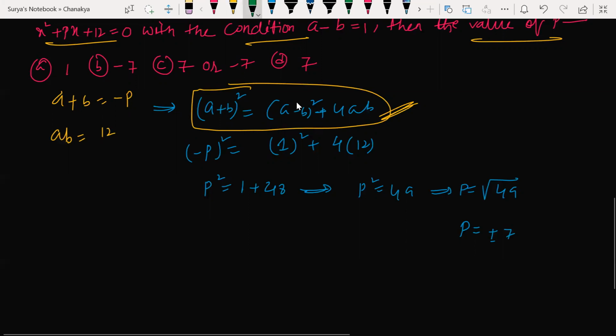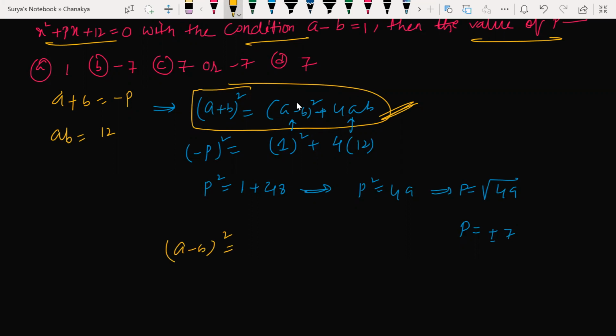Why did we use this property? Very easy. Because I have the A minus B value as well as the AB value. In these cases, definitely you can use this property. Blindly, you can go with this. Correct? Now, similarly, how can you write the A minus B whole square formula?